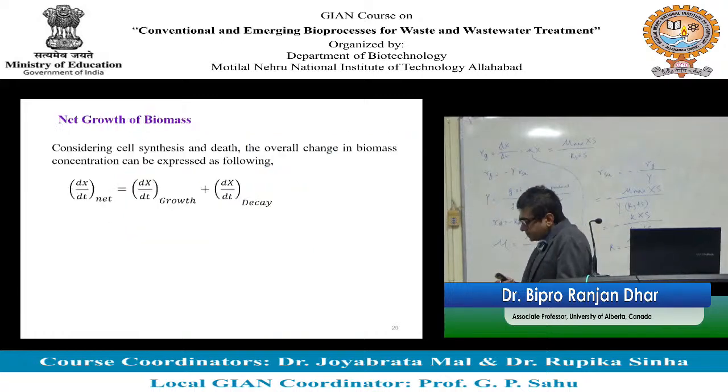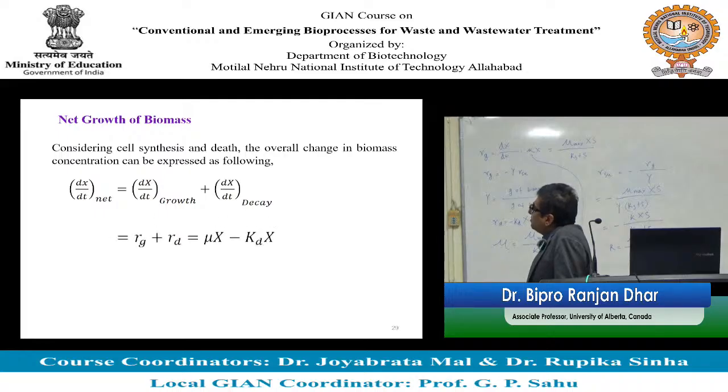So now for growth, we talked about growth, but we know that microbes are going to grow, okay? They are going to have decay, right? So there is going to be a net growth in the system. So how can we calculate net growth? Net growth is going to be, we are going to have growth and we are going to have decay, right?